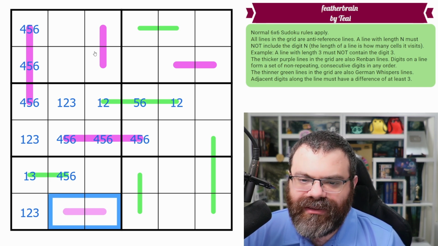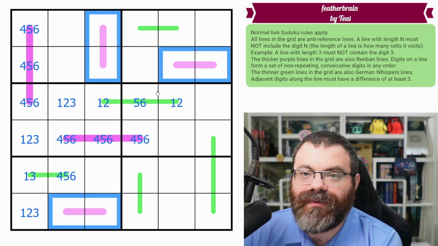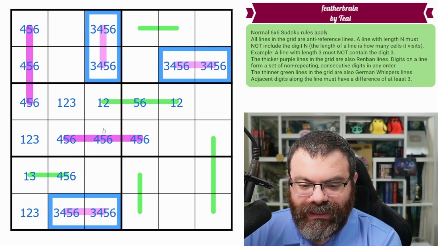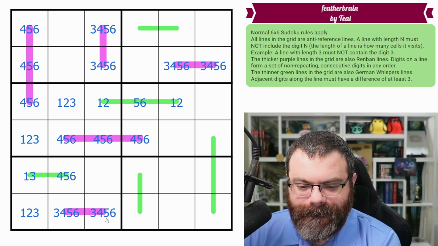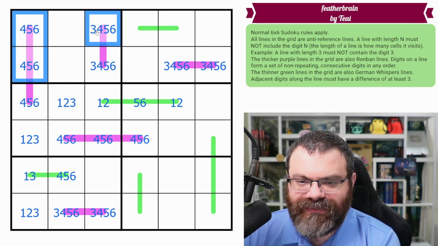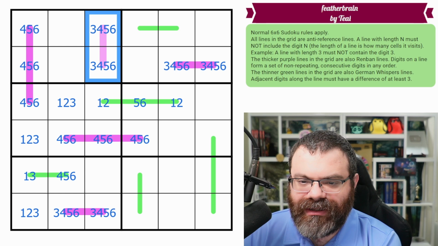Okay. So a 2-length Renban line can't have a 2 on it. So we're not 1, 2, and we're not 2, 3. So we're from 3, 4, 5, 6. What can I say about that? Well, that is a 3, 4, 5, 6 in this. Yeah, so there is a 3 on here.